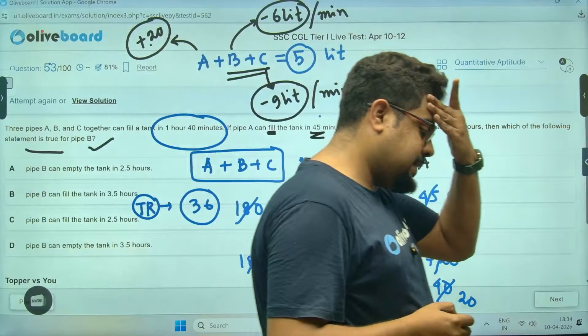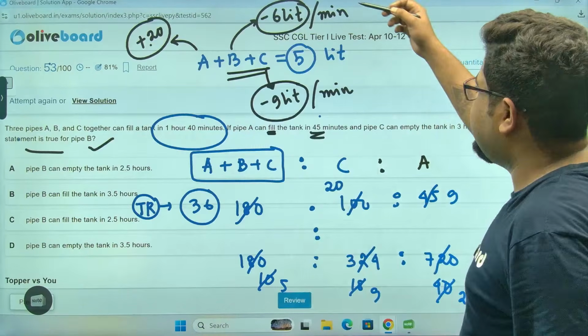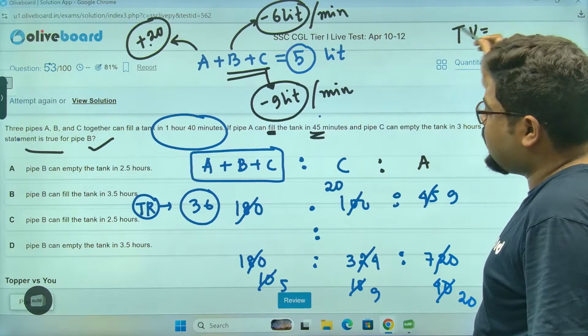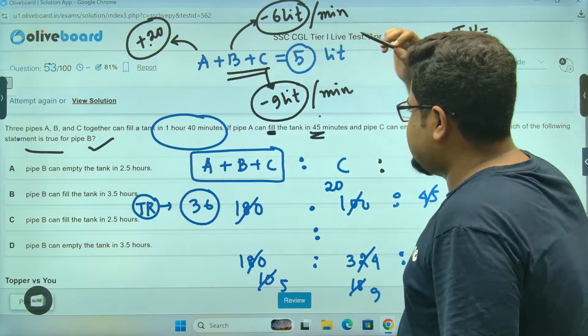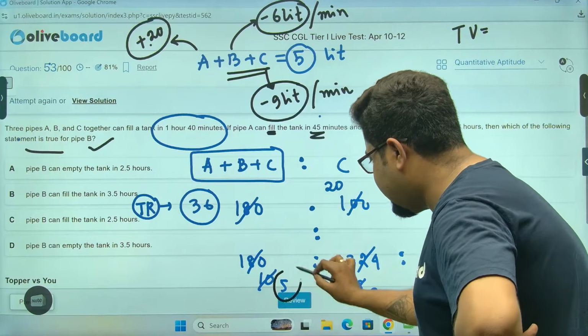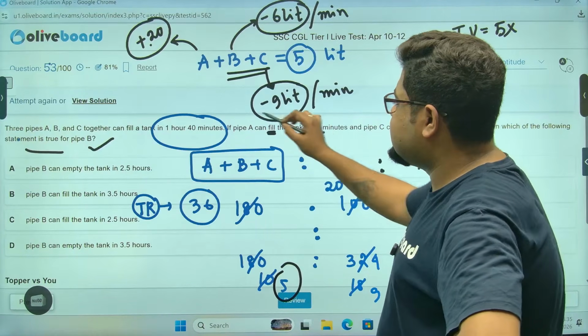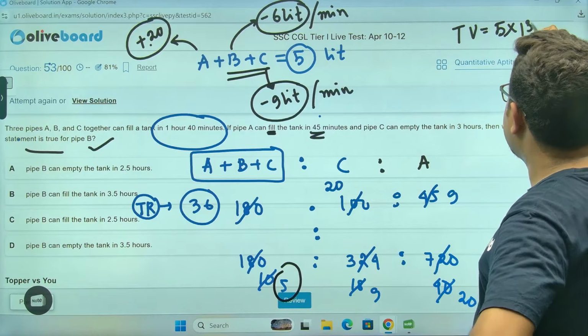Now they are asking which of the following statements is true for pipe B. Acha, chalo, let's see, sir. What is true for B? Sir, B's efficiency, I know. Total volume of the tank, you can figure out from anything. So A plus B plus C is filling 5 liters a minute. And they are taking total how much time, sir? 180 minutes to fill the tank, sir.